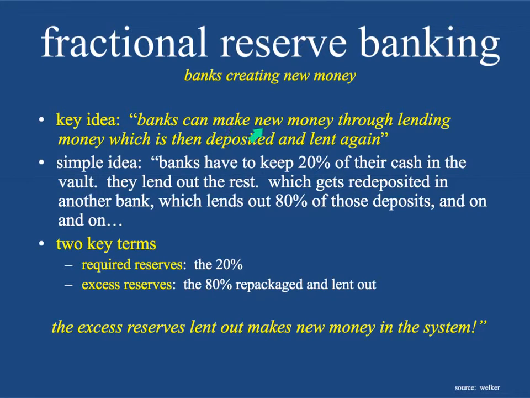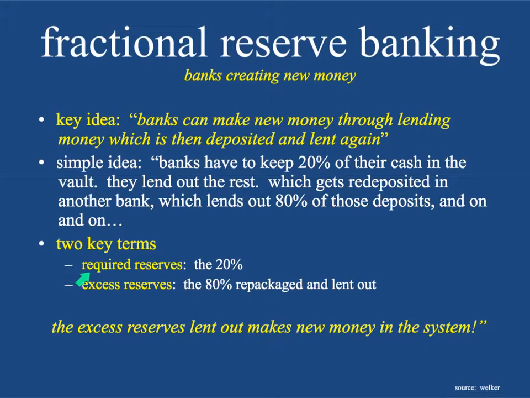Okay, so banks can make new money through lending money, which is then deposited and lent again in a different bank. We're using 20%. In the United States, the federal required reserves ratio is 10%. But let's say banks have to keep 20% of their cash in their vault. They lend out the rest, which gets redeposited in another bank, which lends out 80% of those deposits and so on and so on. And all of a sudden, though I put $100 in the bank, 80% of that is reused by the first bank, and then 80% of that $80 is reused by the other bank, and onward and onward.